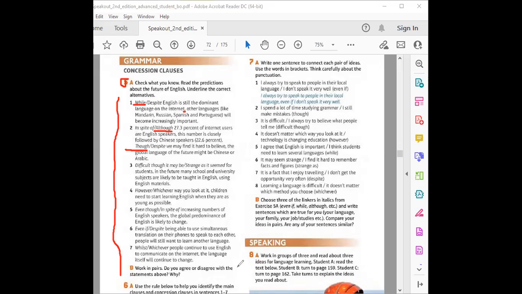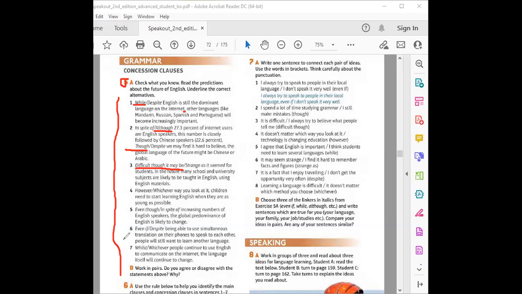Now, who wants to do number 3? I can. Go ahead, please. Difficult though it may be as it seems for students, in the future, many school and university subjects are likely to be taught in English using English materials. Thank you.